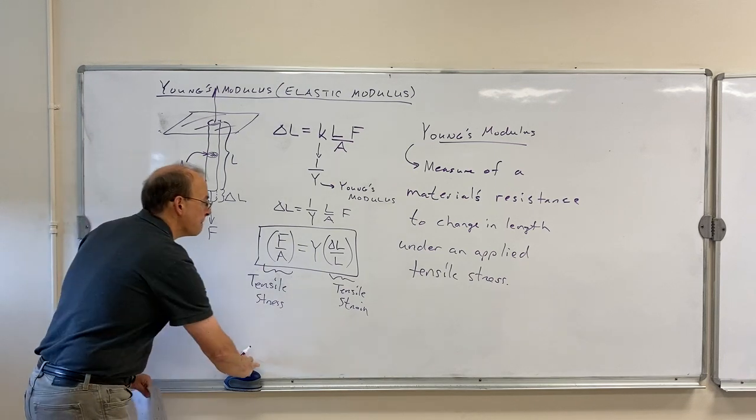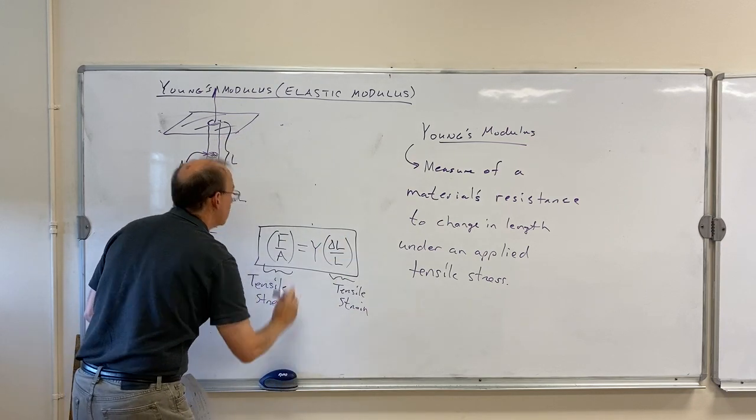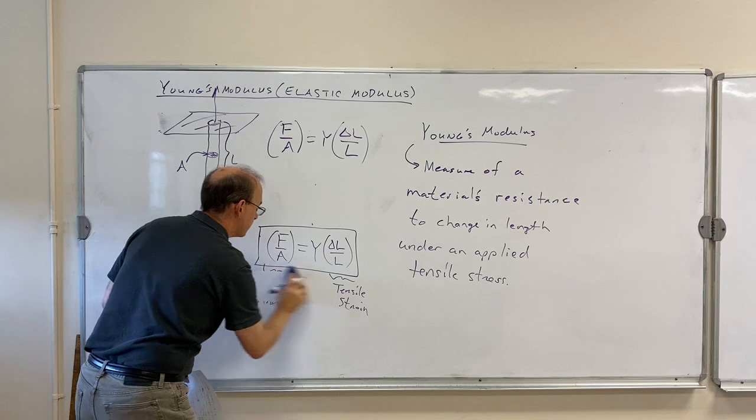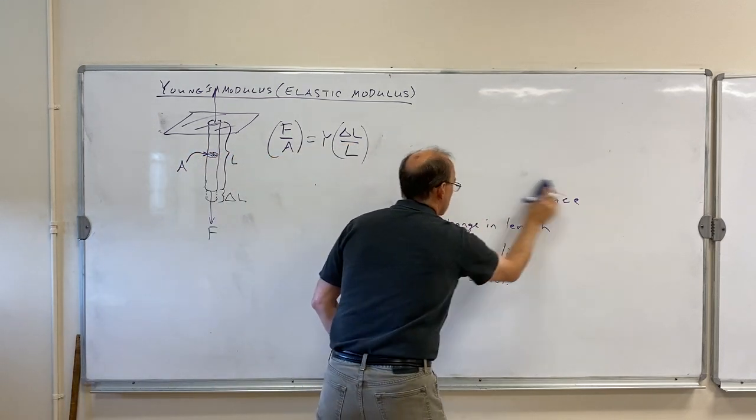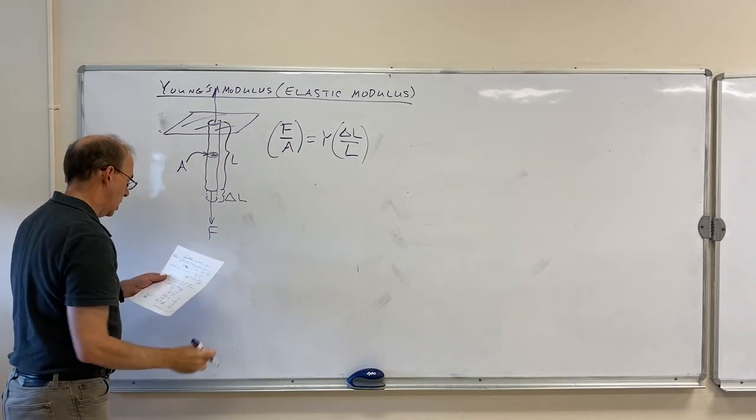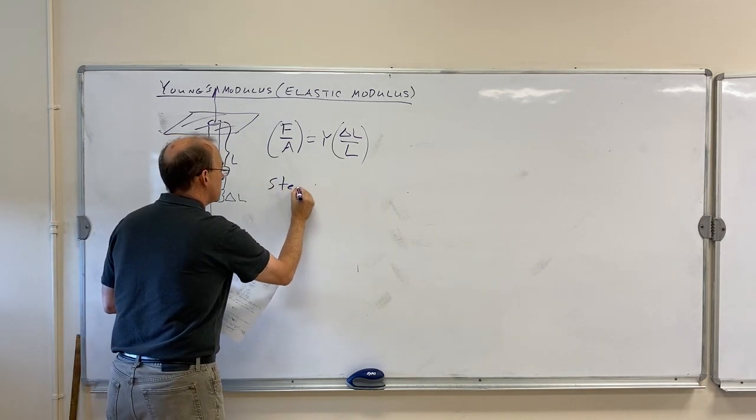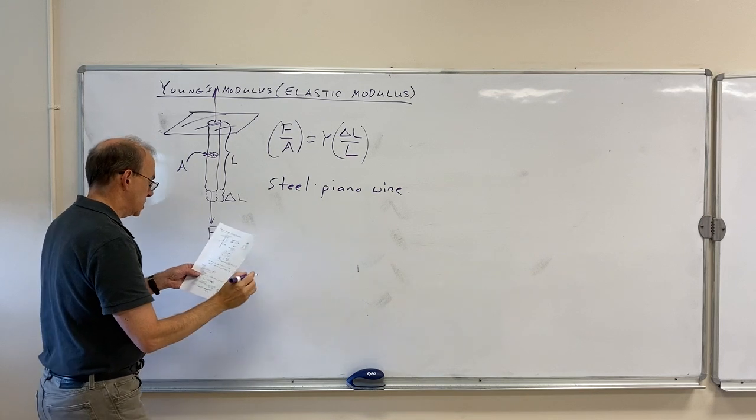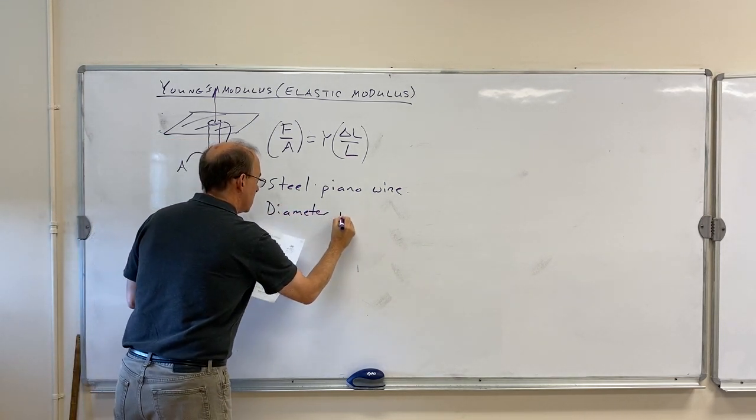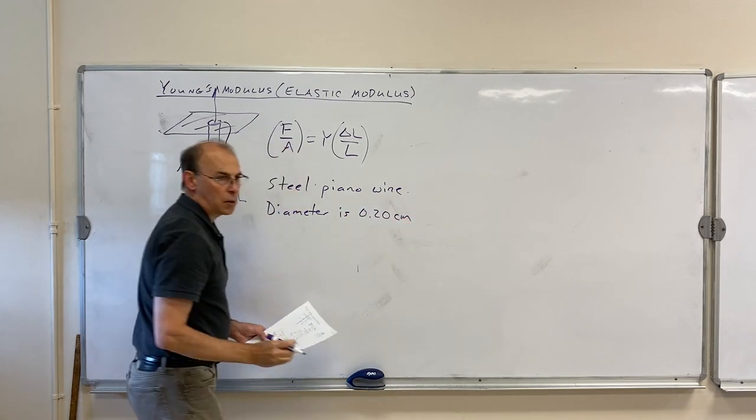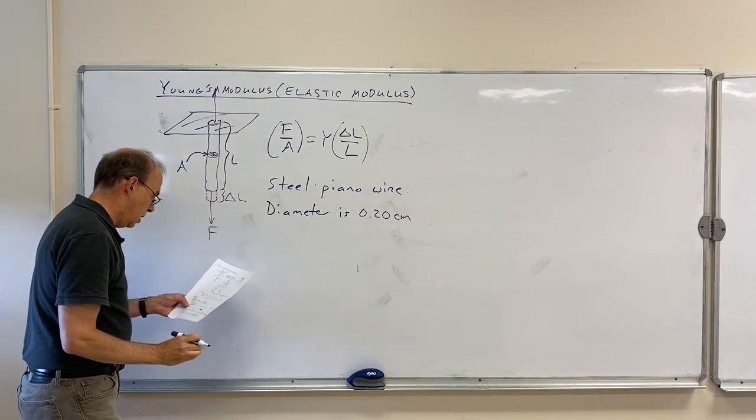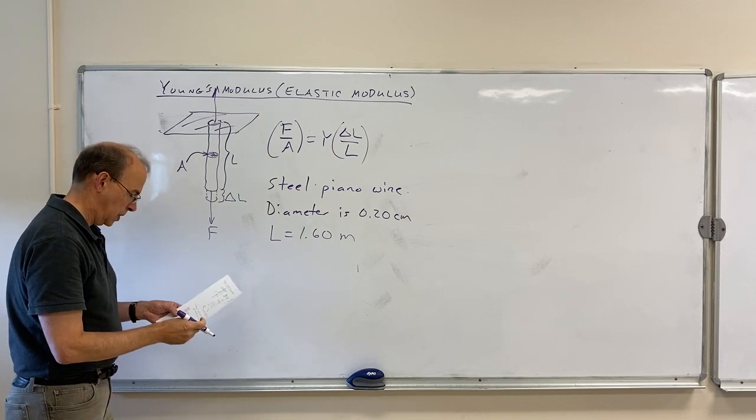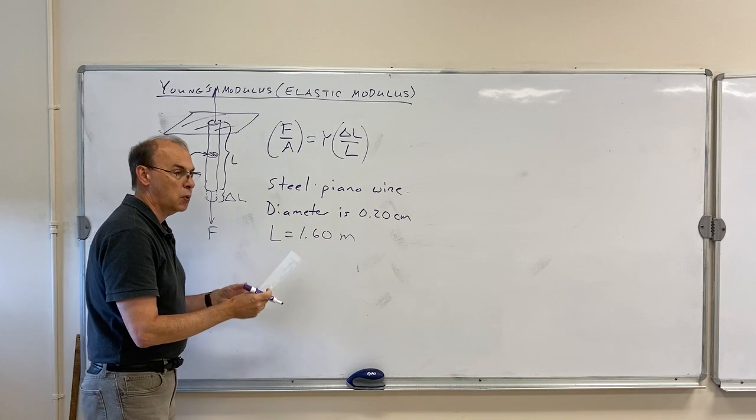So let's do an example. I'm going to just rewrite the equation here so I can refer to it. So suppose this is just a steel piano wire that we're stretching, its diameter is 0.2 centimeters, so 2 millimeters, so you know, about like that. I can't see that in the video. Its length is 1.6 meters to begin with, so that's a nice piano-sized length. And my question is, what is the tension if it stretches 0.3 centimeters when tightened?